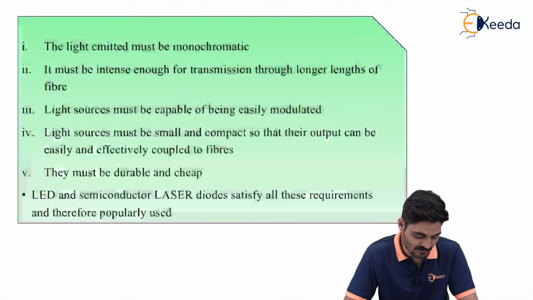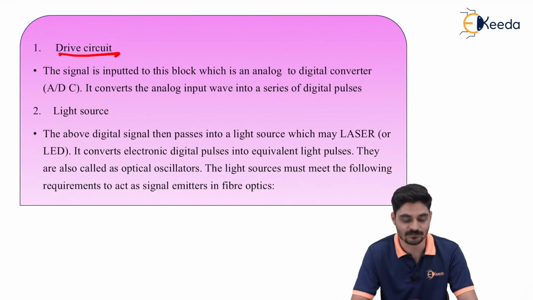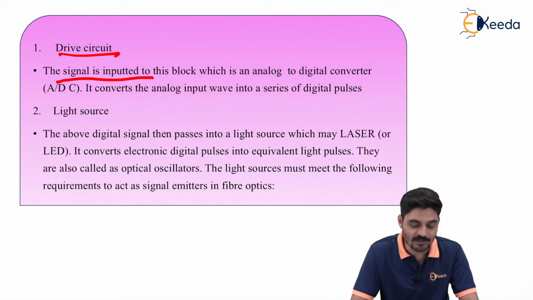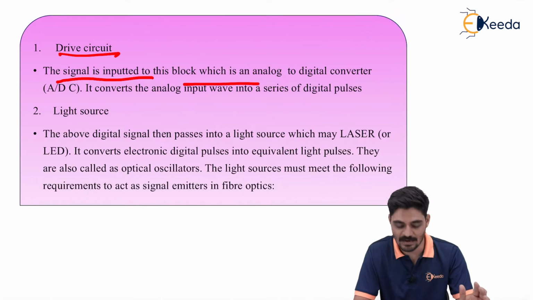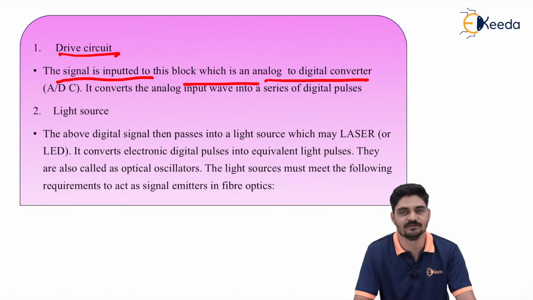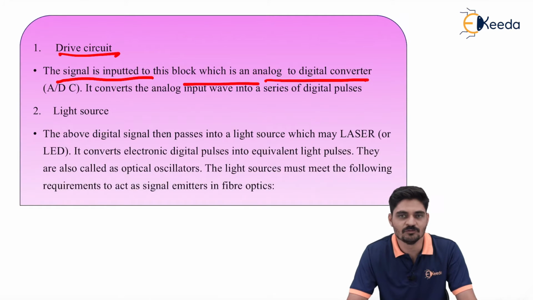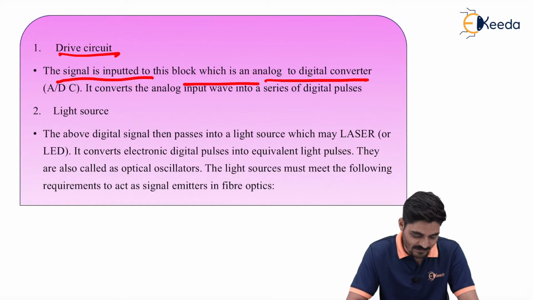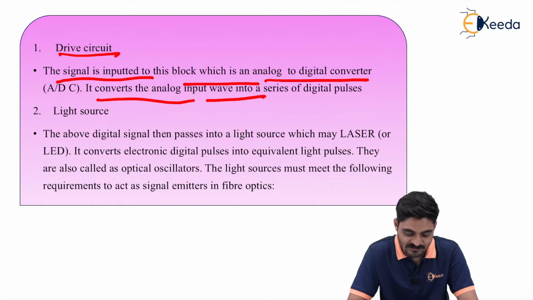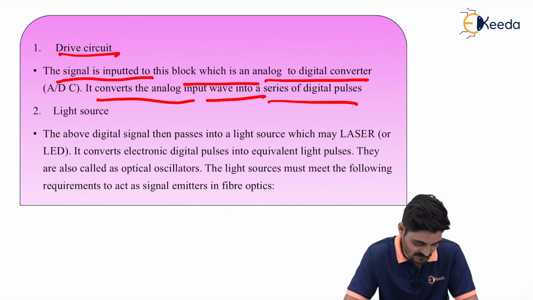So the first part is the drive circuit. The signal is inputted in this block, which is an analog to digital converter. So the analog signal or the information signal will be converted into a digital type of signal. It converts the analog input wave into a series of digital pulses.